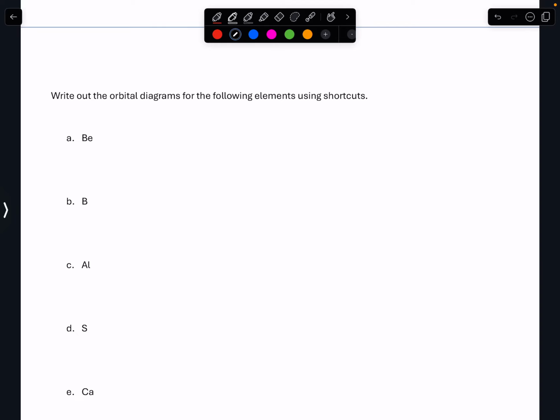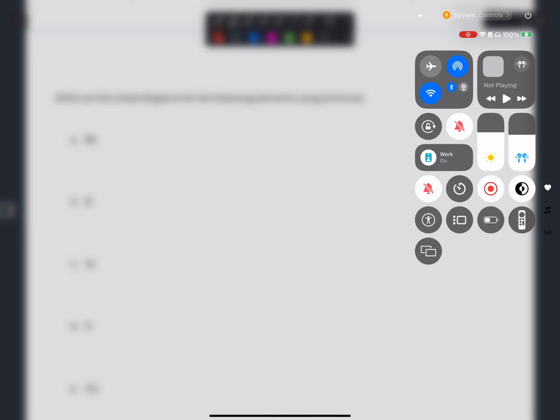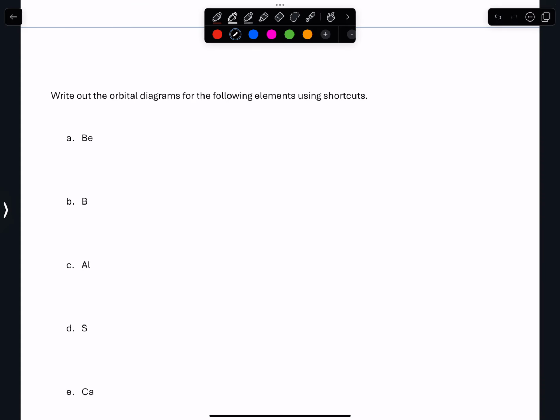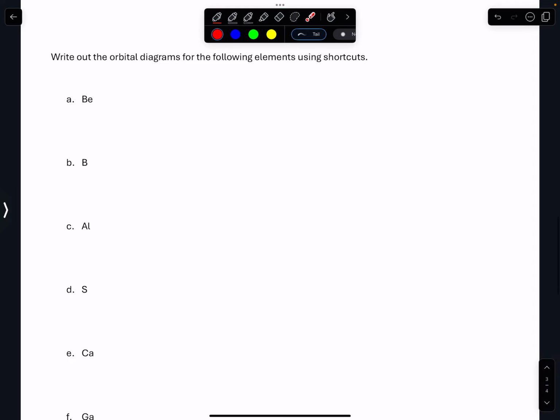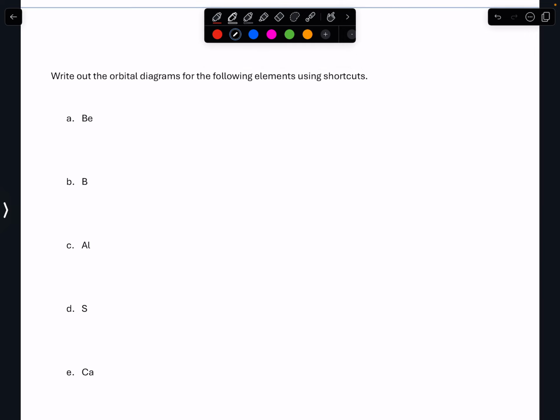Okay, so orbital diagrams. These are all the same elements as before, but if you're feeling uncertain about your electron configurations, then you should definitely be practicing these again. Just write them out again, then come back and compare them. But we're going to do our orbital diagrams, and we're going to use shortcuts for all of these, so we're not going to take all the time to write out these super long configurations or super long orbital diagrams.